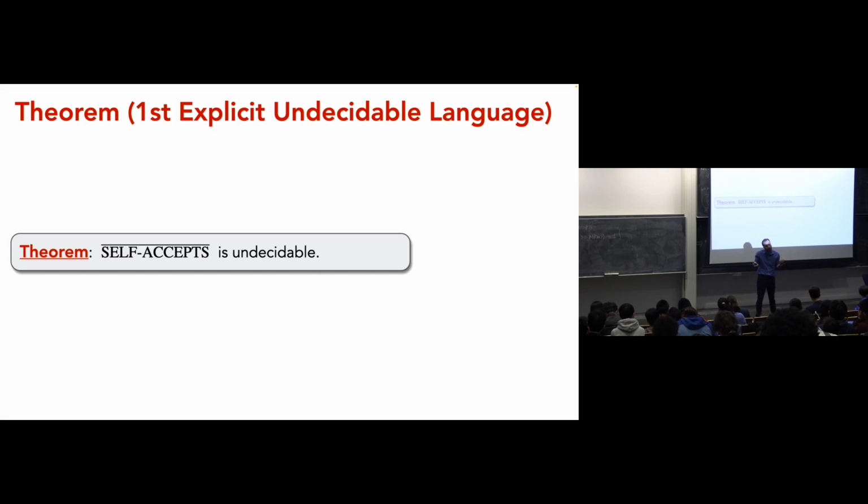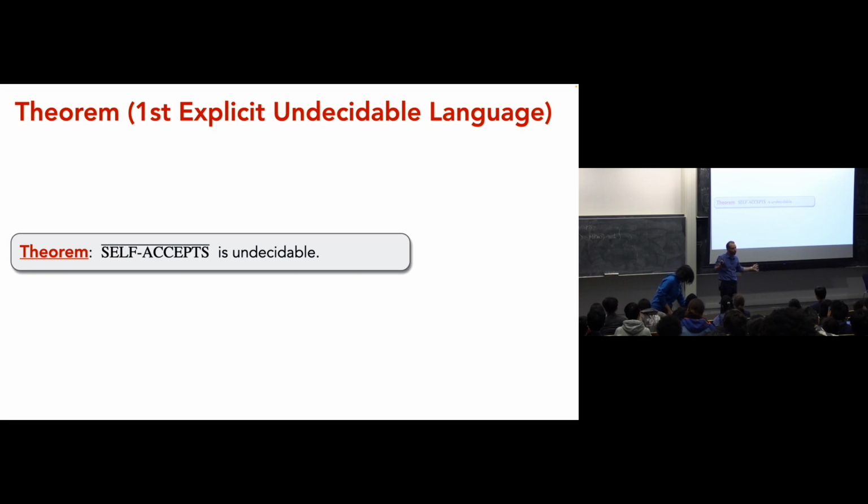And I hope you see that it just came out of diagonalization. I didn't have to use any creativity to construct this language. Diagonalization spit it out for me, which is cool. If you have a good understanding of how diagonalization works, if you're like Alan Turing and you're thinking about this, you just apply diagonalization and you're like, oh, the complement of self-accepts is undecidable. There you go.